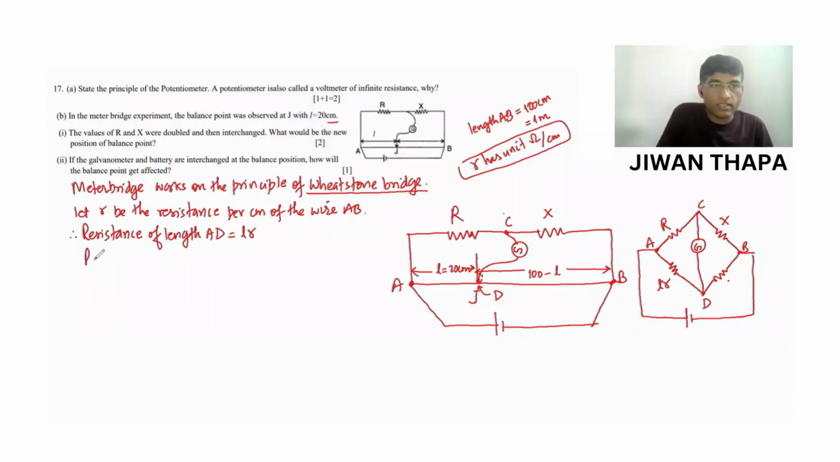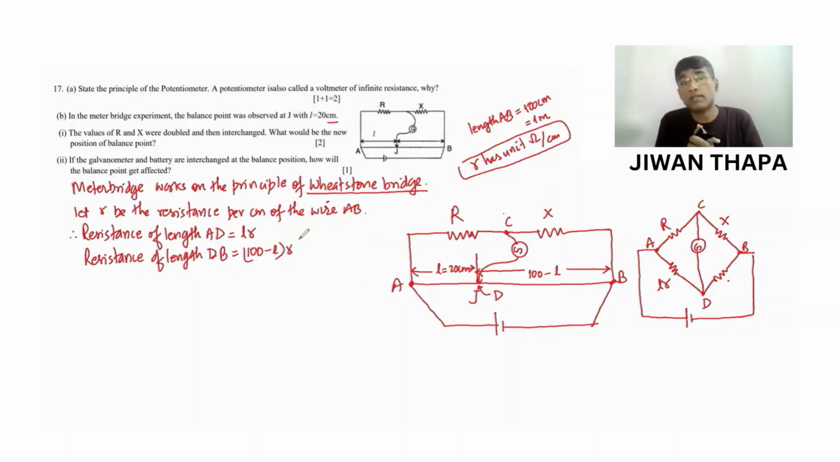And resistance of length DB, this is 100 minus L times R. So we have this. Now, so I'm writing in this way, 100 minus L times R.